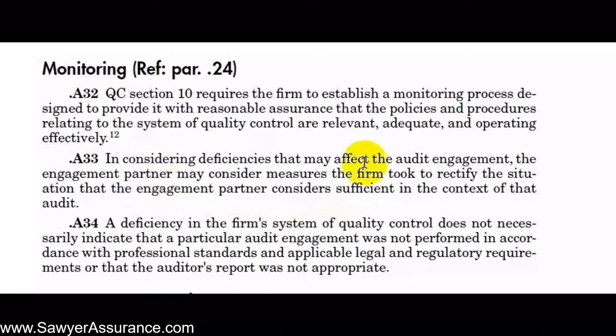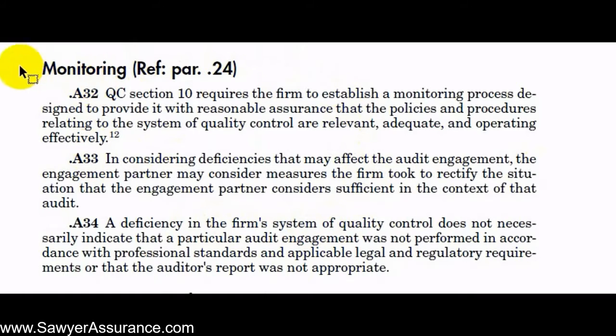Okay, so now we're in the explanatory material around monitoring the quality control systems, and QC section 10 says that the firm should establish a monitoring process, and that process should provide the firm with reasonable assurance that the policies and procedures relating to the system of quality control are relevant, adequate, and operating effectively. And so, as we saw up in the requirements, the engagement partner is required to consider the review and monitoring of the quality control process and determine if any deficiencies affect the engagement that he's working on.